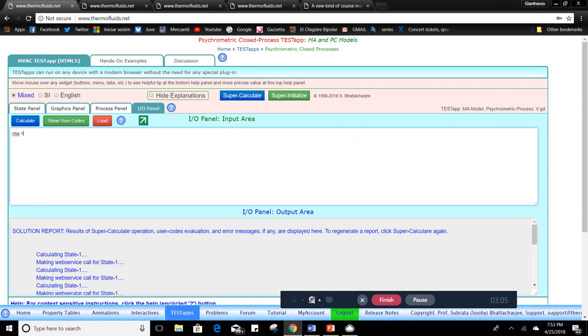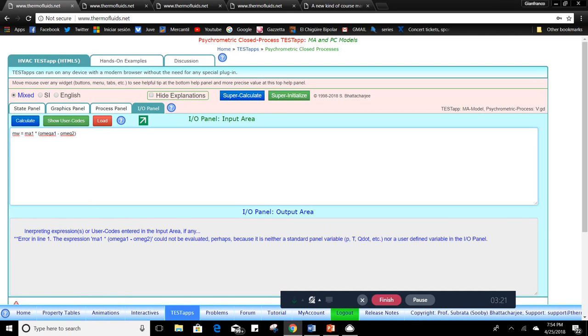So we have the formula that it is equal to the mass of air in state 1, times omega 1 minus omega 2. We find, so we have a problem right there, but we find the mass to be 1.73 kilograms.